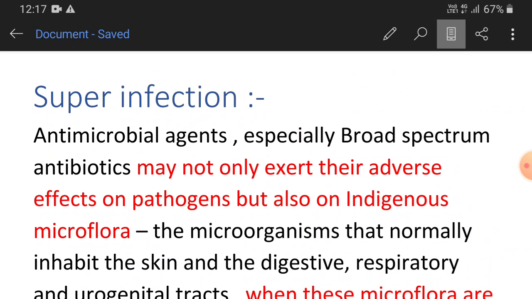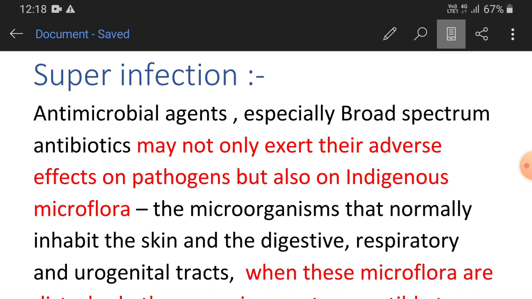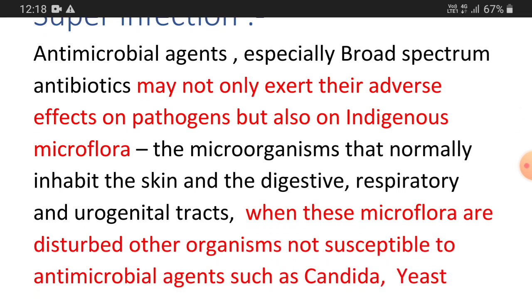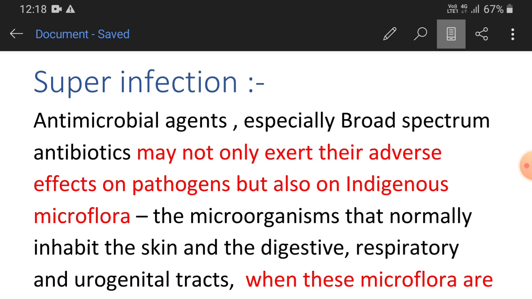Again, let me repeat the entire thing. Antimicrobial agents, mainly broad spectrum antibiotics, show their harsh activity not only towards microorganisms but also towards the normal microflora of our body, and as a result the microflora become disturbed. The unoccupied regions created by the antimicrobial agent's action on the normal microflora will be occupied by other microorganisms that are not susceptible to that broad spectrum antibiotic. As a result they can easily grow and multiply rapidly and colonize very quickly, which will facilitate the infection called superinfection.